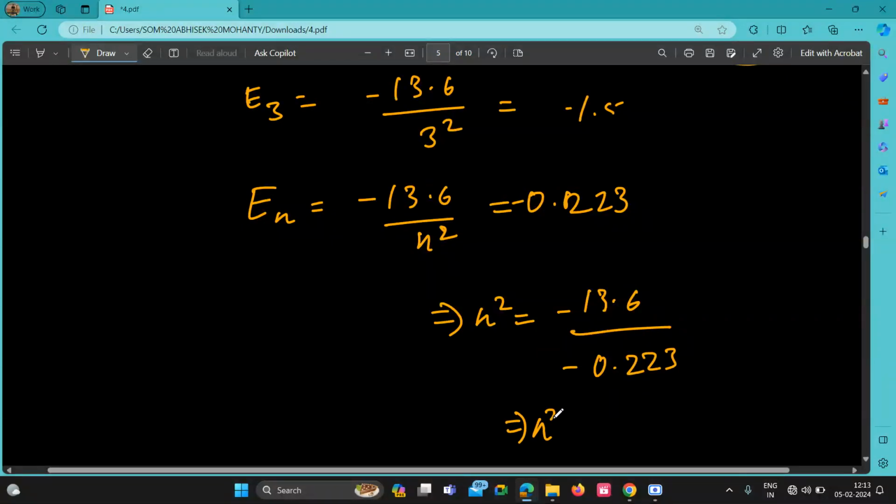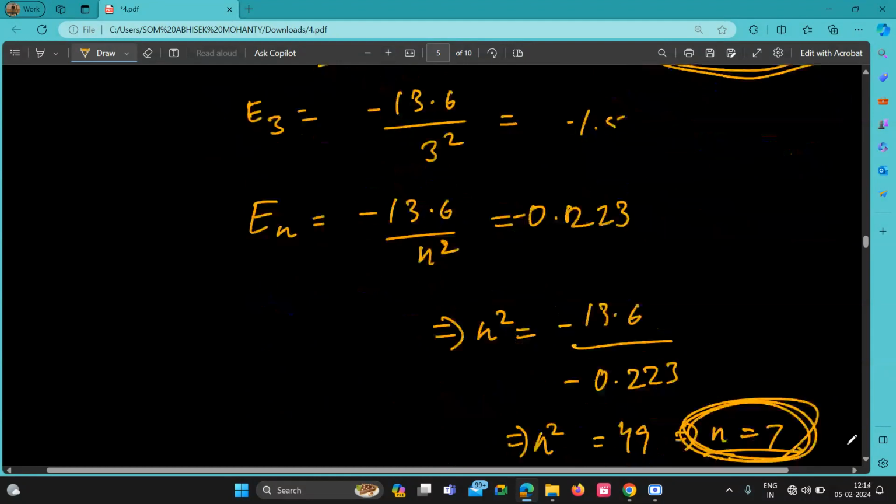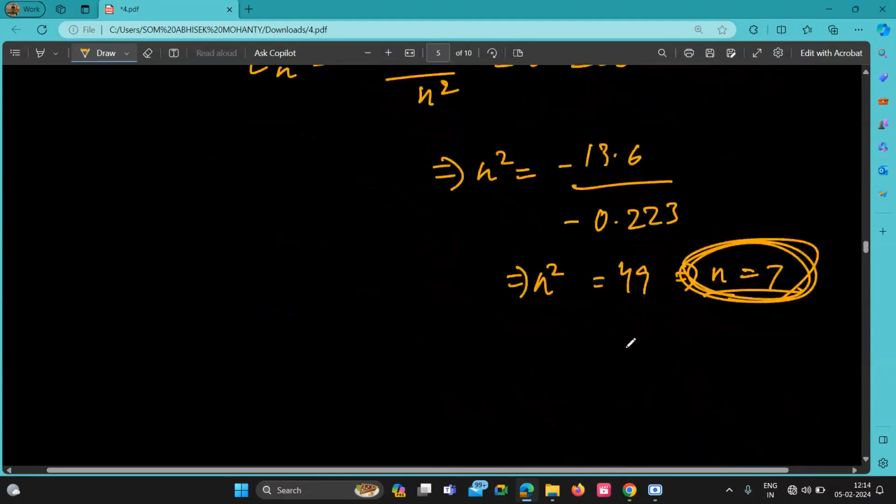So n square will be, if you calculate it, you will get around 49. So n is actually 7. Okay. Did I make any mistake? No, so n is 7. So if n is 7, what is the radius? We know the radius formula: Rn is equal to Bohr radius into n square.